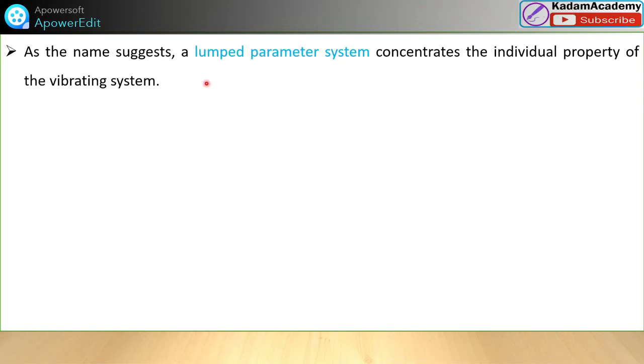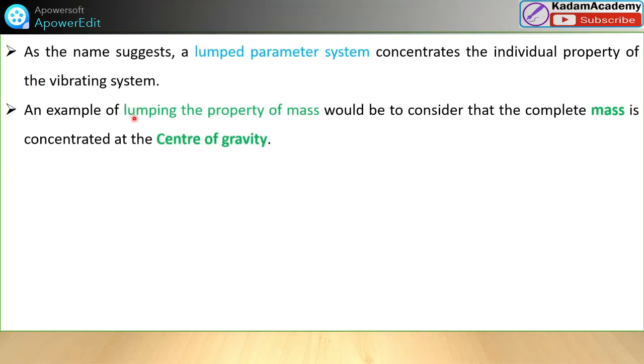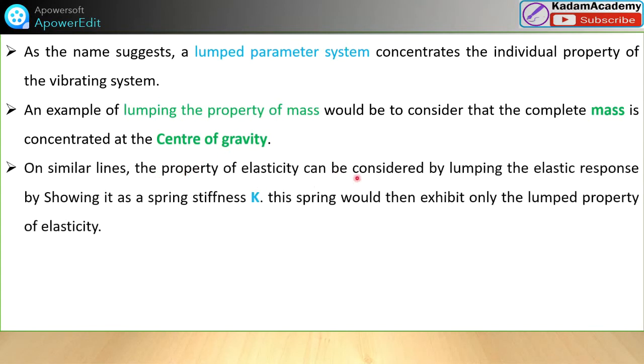Like what I showed you last, this is one rod. It is converted into a spring mass system, where this delta is the displacement. Here the lumping property of mass would be considered: the complete mass is concentrated at the center of gravity, and on similar lines the property of elasticity can be considered by lumping the elastic responses. So what we have done here is just converted this system into a simple one.